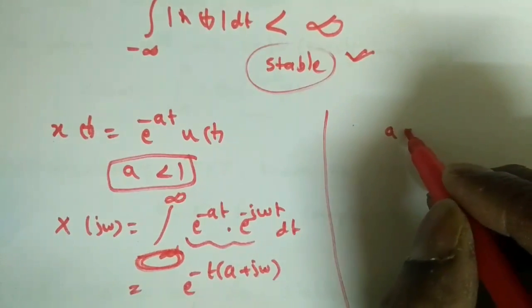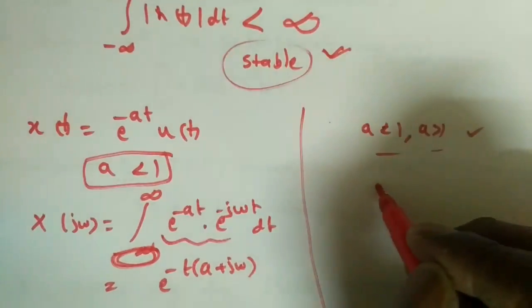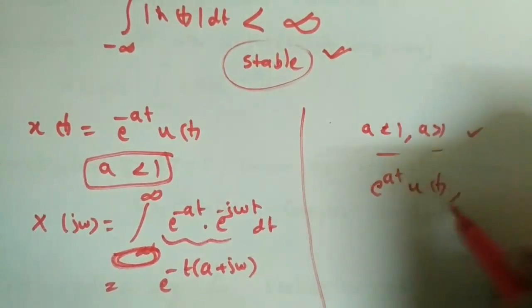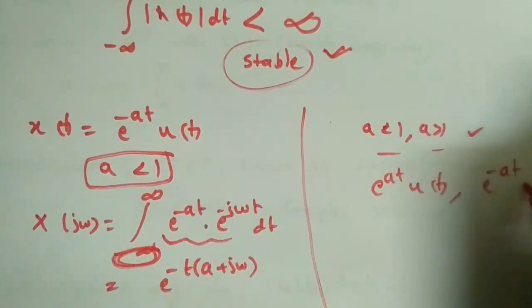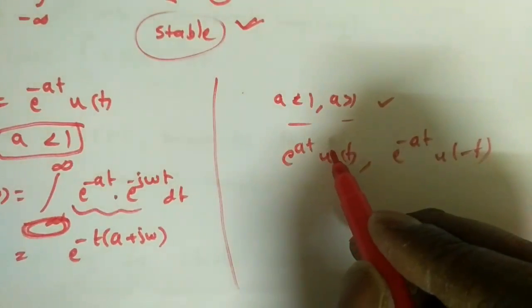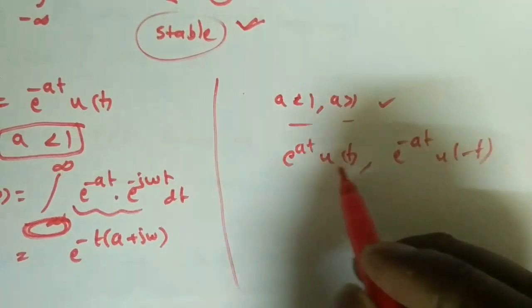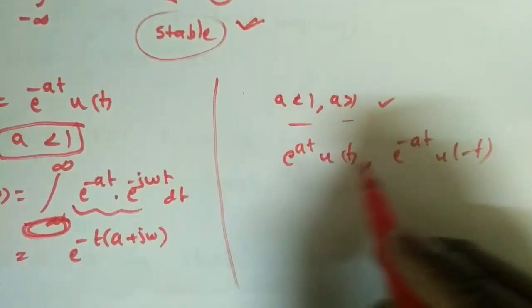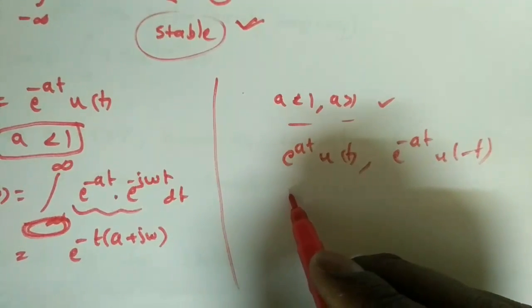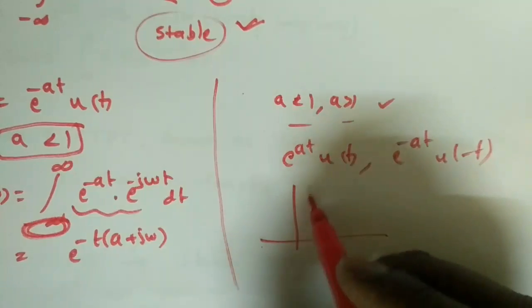A can be less than 1, greater than 1, and so on. So it can be e power a t u of t, e power minus a t u of minus t, etc. For any signal we can find the Laplace transform, right? That's why we say that for unstable systems, or for unbounded signals, we can also apply the Laplace transform, right?